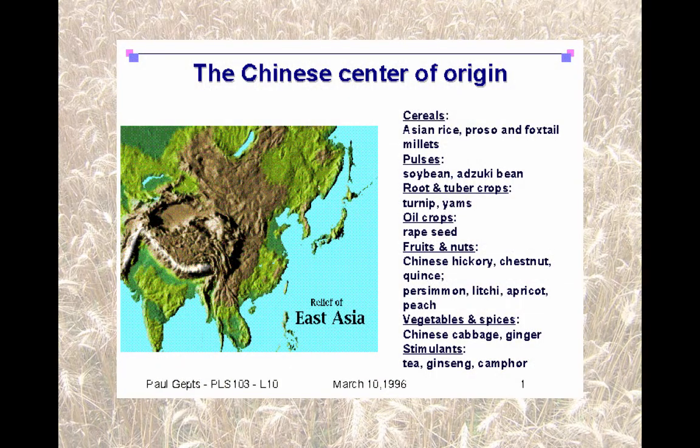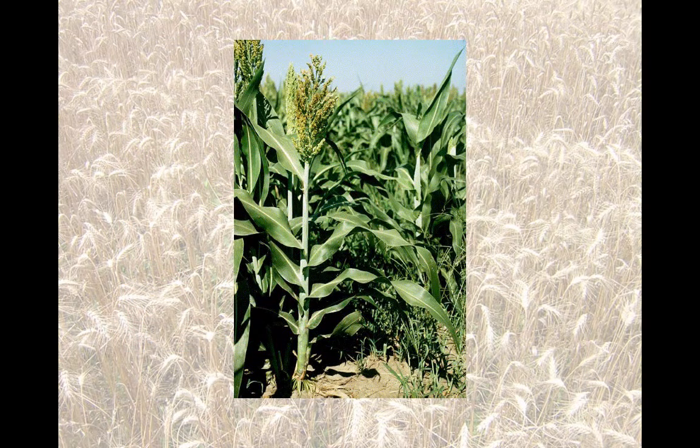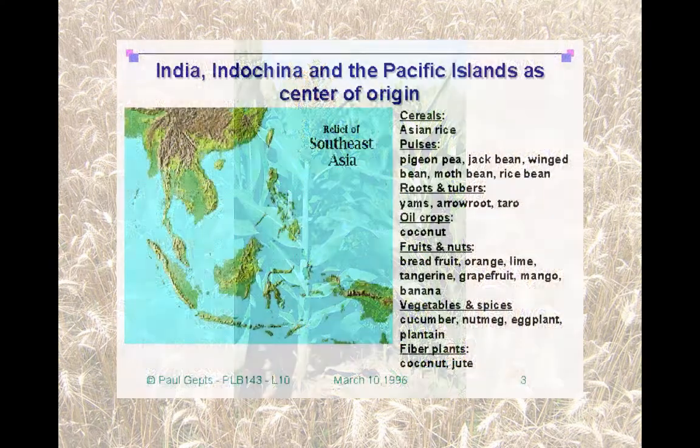If we take a look at the Chinese center of origin, we have all sorts of things like rice and millet, but we also have soybeans, a zucchini bean, another dreaded thing, the turnip, yams, rapeseed, chestnuts and quince, apricots, peaches, Chinese cabbage, ginger, and then we have some stimulants. We have the tea, the ginseng, and the camphor. Here's what millet looks like.